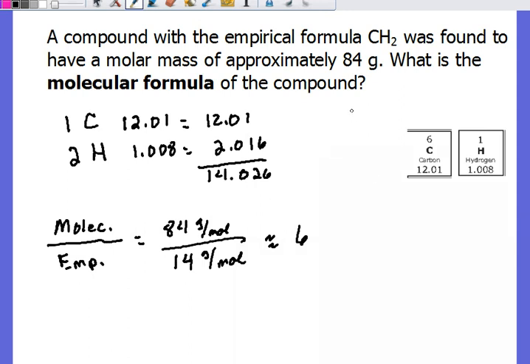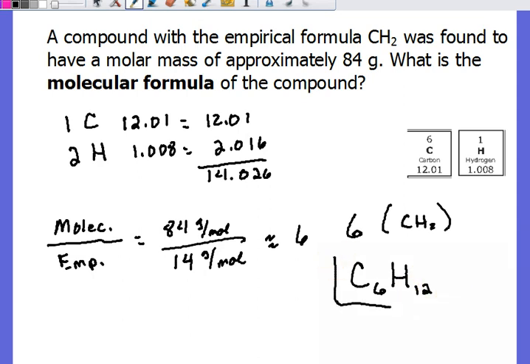So what you do to get your molecular formula from that empirical formula is take this factor of 6 and multiply it through the empirical formula, CH2. You get 6 carbons, because 6 times 1 is 6, and then 2 times 6 is 12, and you'll have your molecular formula, C6H12. So that particular problem asks you for the molecular formula, and it's C6H12.